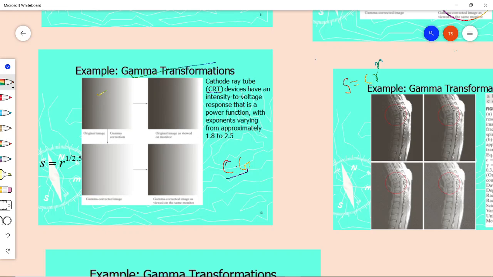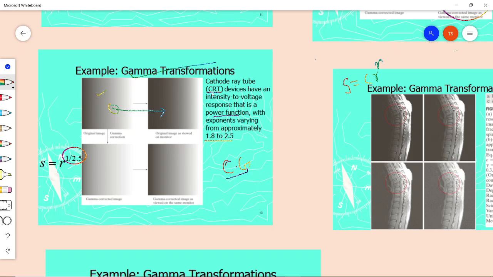So, for the CRT devices, the intensity to voltage response is a power function. We know this is the power function, and this is the gamma value. So the intensity to voltage response is a power function with the exponents varying from approximately 1.8 to 2.5. This is the original image, and this image we can see on our monitor in this way.